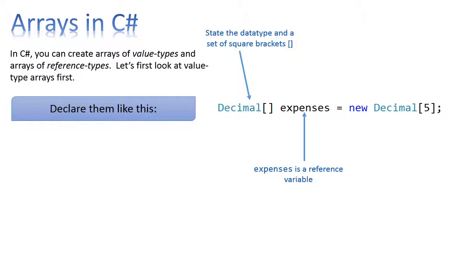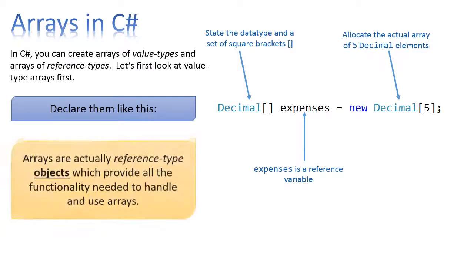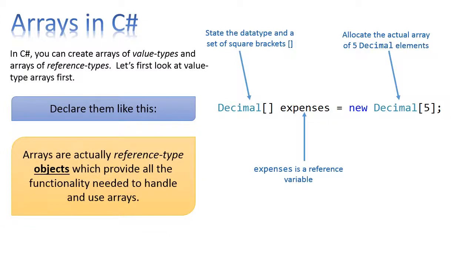We're going to talk more about this later, but expenses is actually a reference variable. On the right hand side, we allocate the actual array of 5 decimal elements using the new keyword, then the data type, a set of square brackets, and then the size of our array. Now, arrays are reference type objects. So the name of the array is actually the name of a reference variable, which refers to the actual array, which is an object in memory.